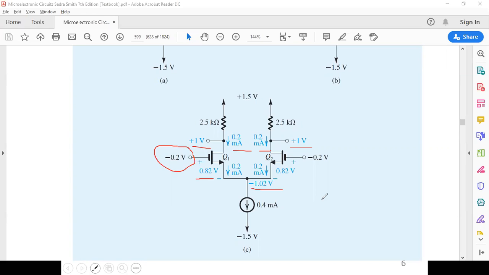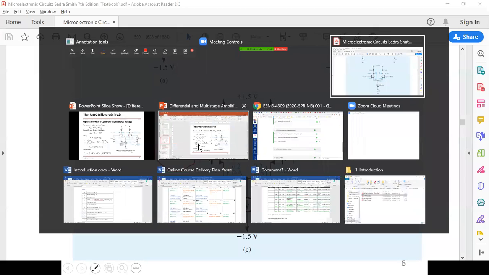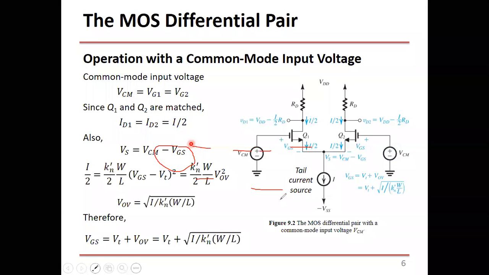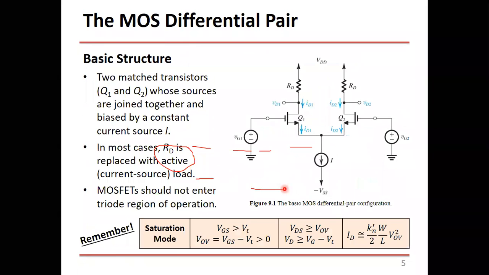We have to go back to these equations. Remember these equations? Is VGS greater than threshold or not? Is VDS greater than V overdrive or not? So we have to check these two conditions. VGS has to be greater than V threshold, and VDS has to be greater than V overdrive.